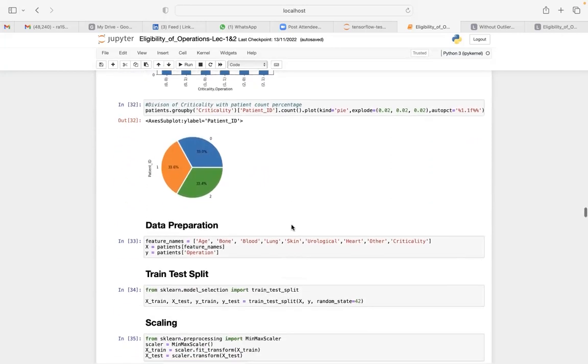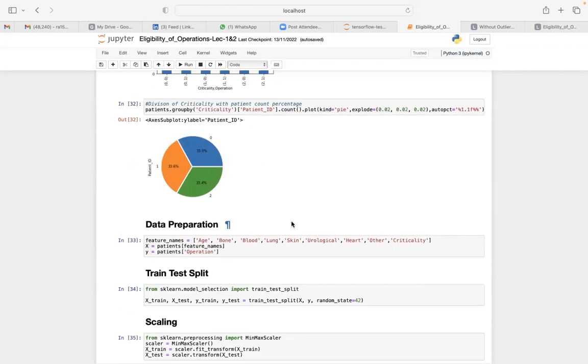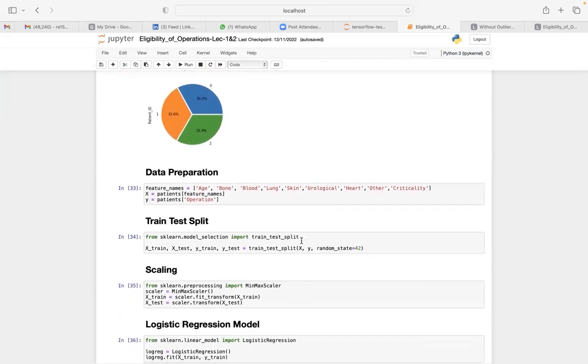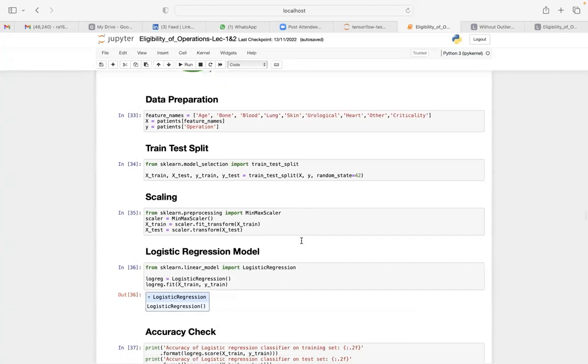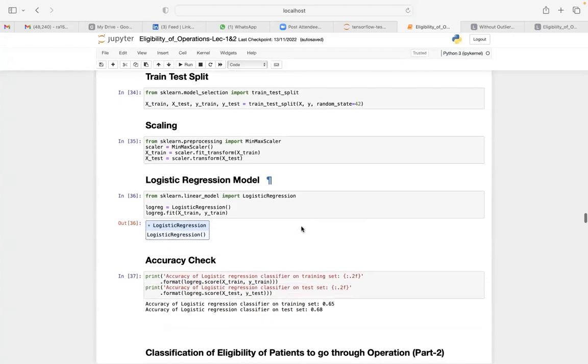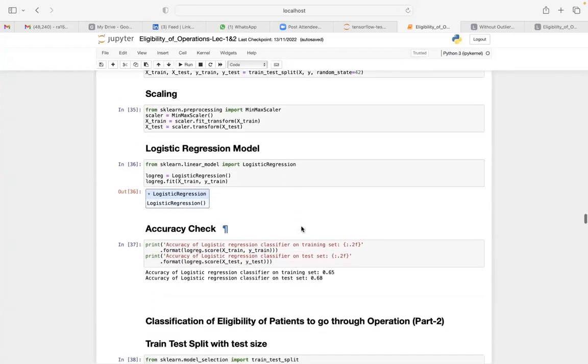And finally, when we do data preparation, then obviously we see the train test split. We also saw how we can make use of scaling, so we used the min-max scaler. Then we simply checked a logistic regression model, and we did an accuracy check, and we saw that 68 is our accuracy for the test set that we are getting.